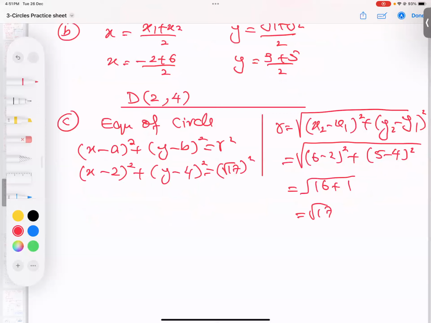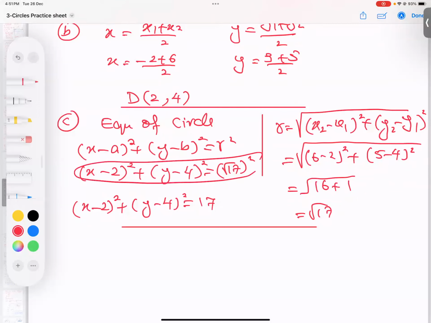So root 17, okay. For the answer, you can stop here, or there is one more format you can write. And what is that format? This root 17 squared, the square and square root cancel out, and I can write 17 also. You write the above format or the below format, no problem. It means this is acceptable and this is also acceptable. Both are acceptable.